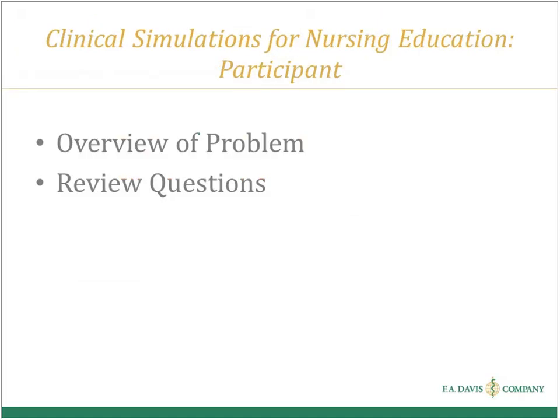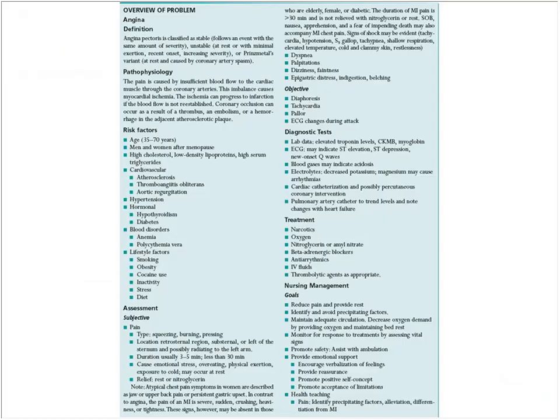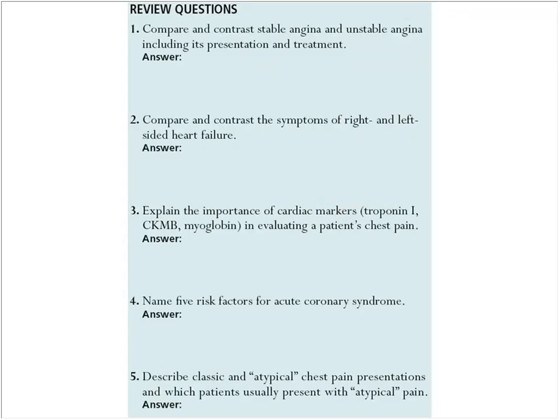So we begin with, in the participant volume, an overview of the problem, and based on the content in the overview of the problem, we ask the participants a series of review questions. This overview focuses the participants on what they should be pretty sure of before they go into a simulation about the specific topic. So we start with a definition of the problem. We go all the way from pathophysiology, risk factors, assessment, all the way through nursing management, treatment goals, and then we come to the review questions. And you'll see that in the participant volume, we simply ask the question and we expect them to respond.